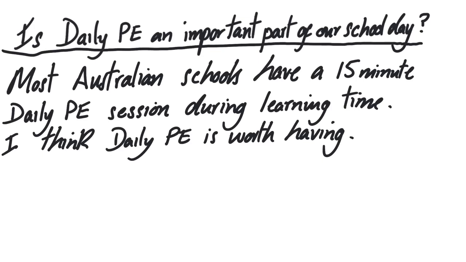And as you can see, the very first sentence in our introduction tells us what's going on. What's the situation? Most Australian schools have a 15-minute daily PE session during learning time. That's what's going on. Underneath that, you can see we've got our opinion. I think daily PE is worth having. That's our intro pretty much done. The next step now is to start writing that first paragraph, the first reason why I think what I think. And we're going to start it with a connective, and that connective is firstly.